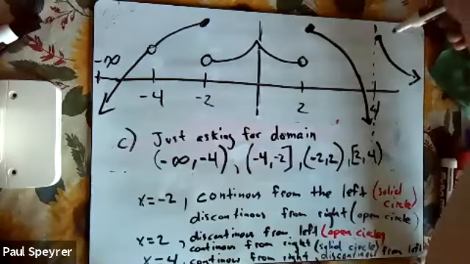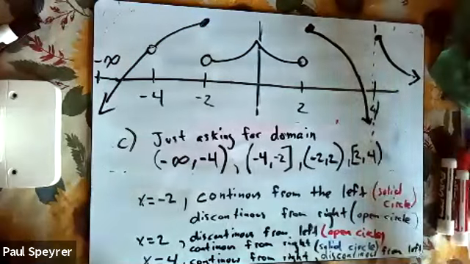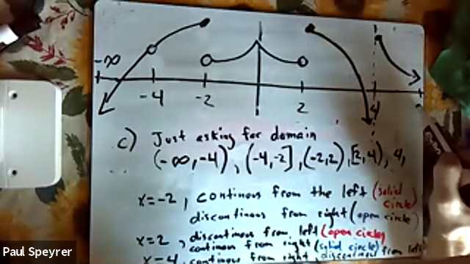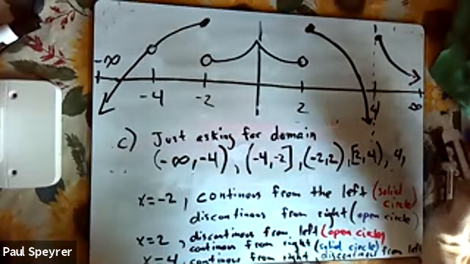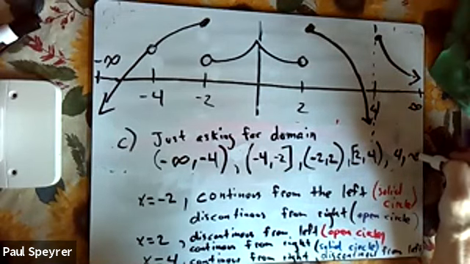Now, what about the next segment, this chunk right here? Well, we know that starting at 4, an arrowhead means it's going off forever to the right along the x-axis. Positive infinity. So it's going from 4 to infinity.